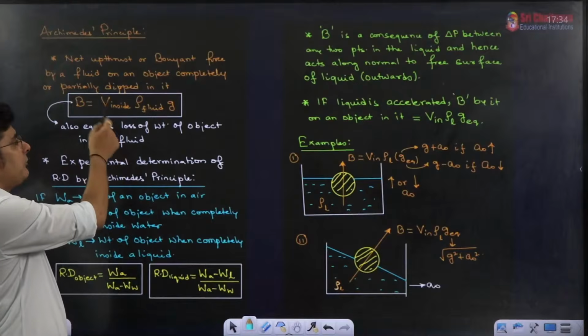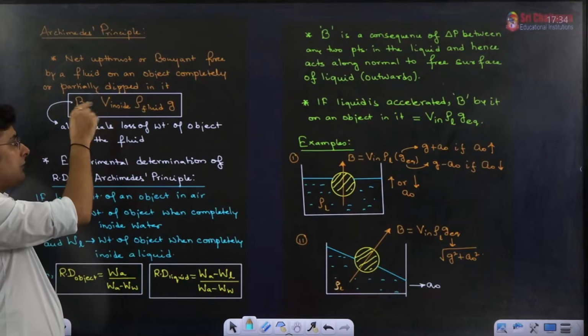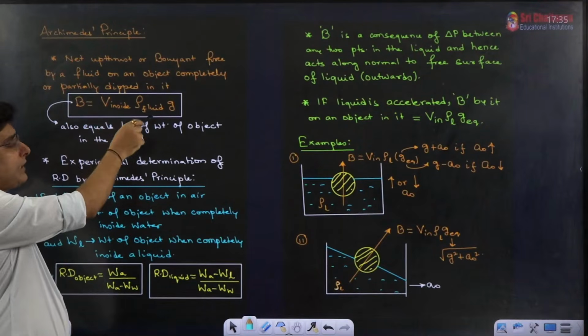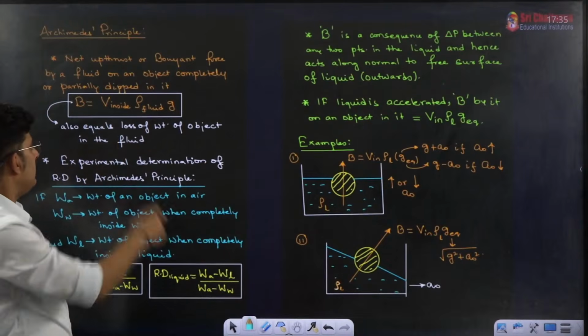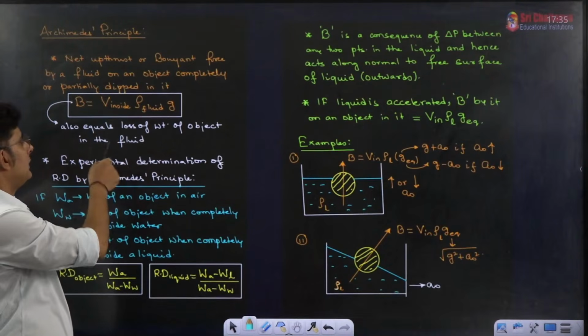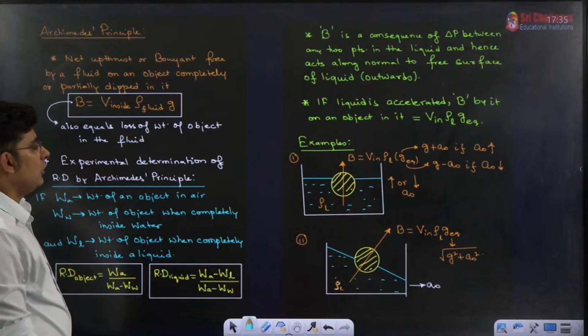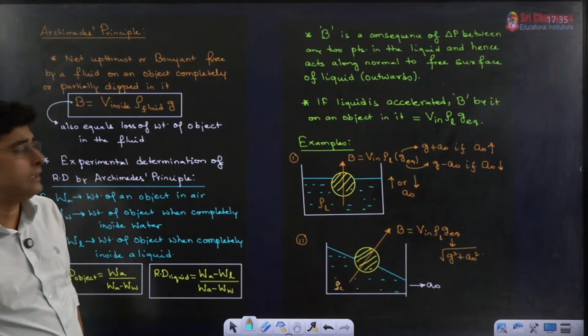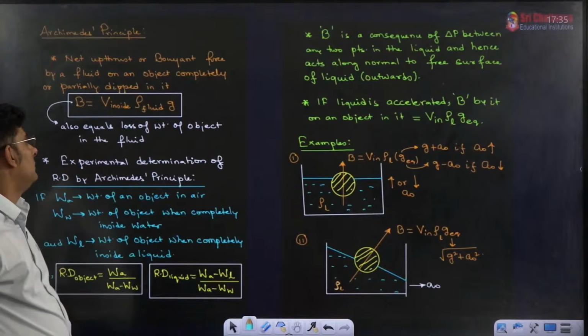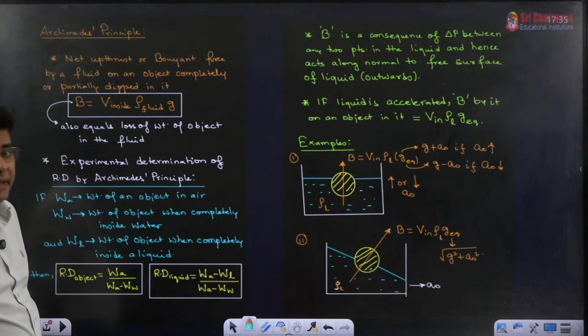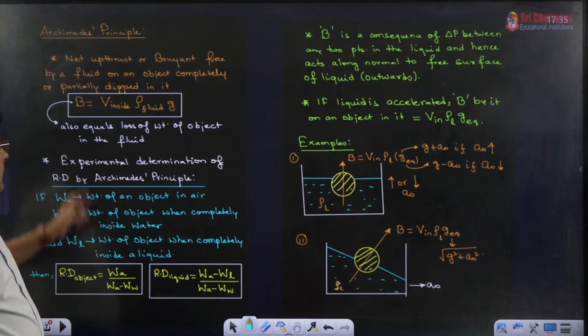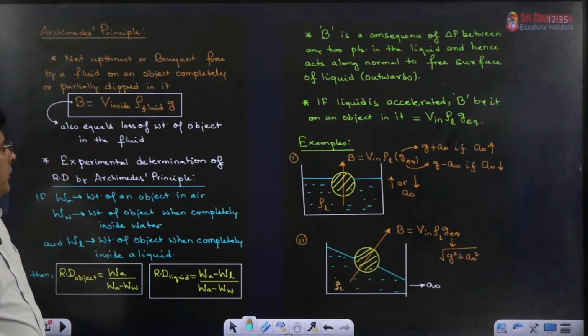Mathematical expression for buoyant force is volume of the object inside the liquid multiplied by density of the liquid into g. And this is also equal to the loss of weight of the object in the liquid or fluid. So if they ask what is the loss of weight of an object, it is simply weight in air minus weight inside the liquid, and that difference is called buoyant force.